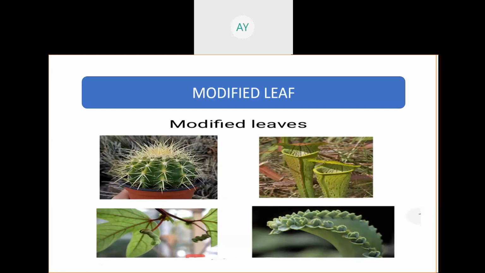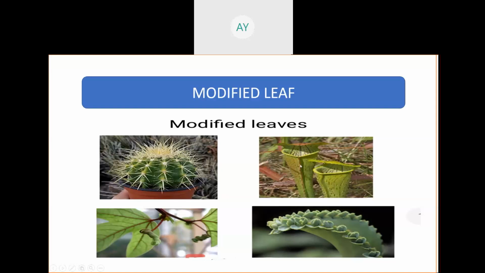If there were a leaf on a cactus in an area where there is no rainfall, what happens? It will die. But the plant has developed such a structure from the leaf that there is no loss of water. So that's the advantage.